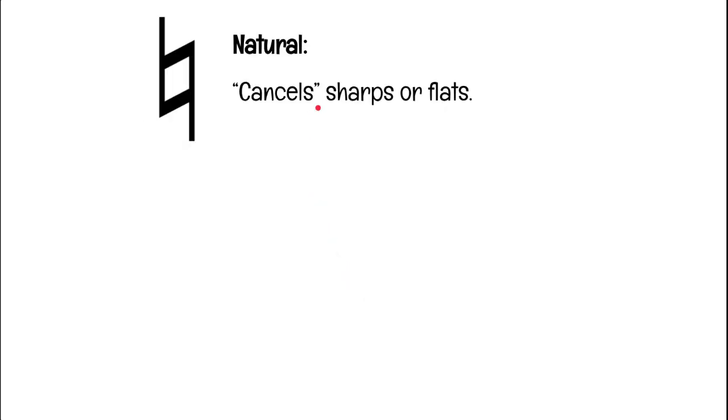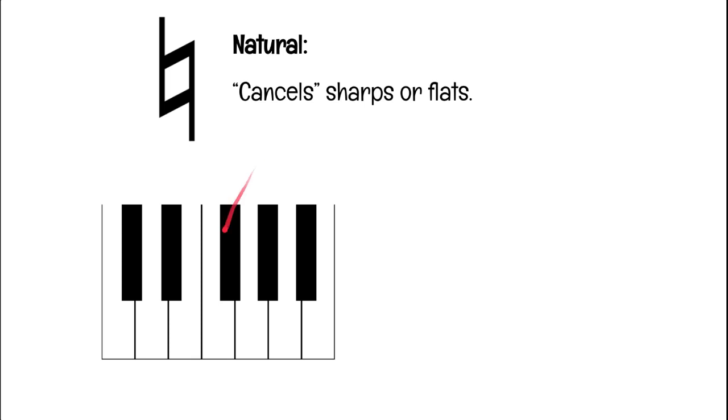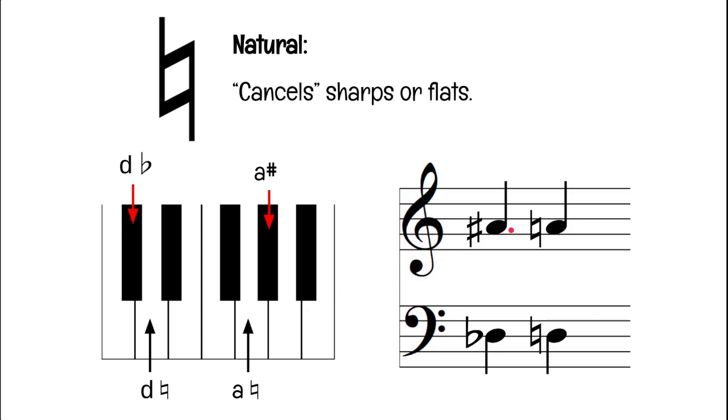Finally, we have a natural. This cancels sharps or flats. By this, I mean on the keyboard, we have D flat. If we cancel that flat, it'll return to D natural. We have A sharp. Cancel the sharp, it would become A again, which is A natural. And this would look like this on the grand staff.